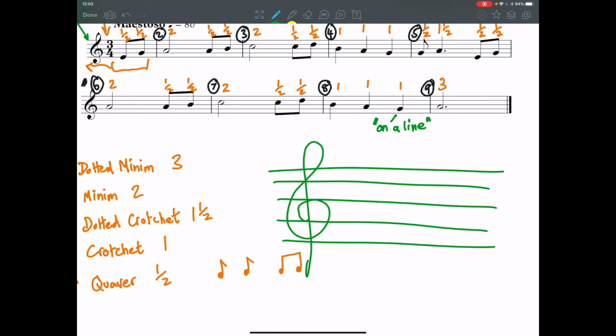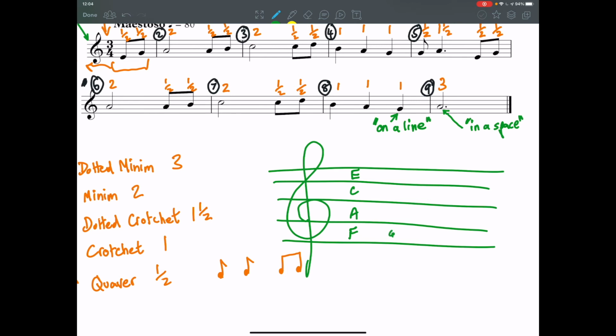So that's an example of one on a line, because the line's going through the middle of it. The opposite to on a line is in a space. So there's only those 2 possibilities. And this note here is in a space, because it's got the space going through the middle of it. Now a note in the space spells a word. From the bottom to top, it spells the word face, F-A-C-E.